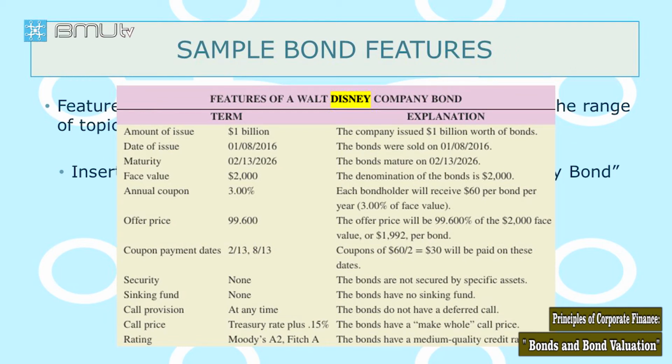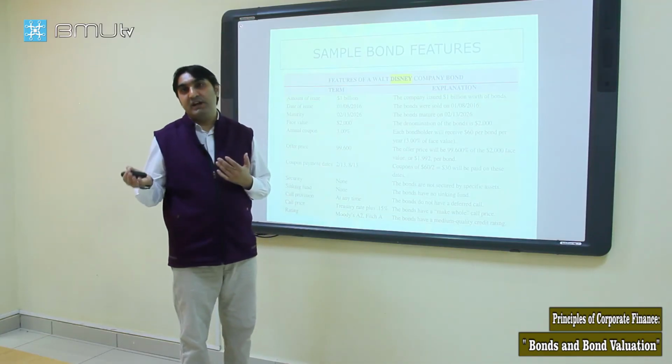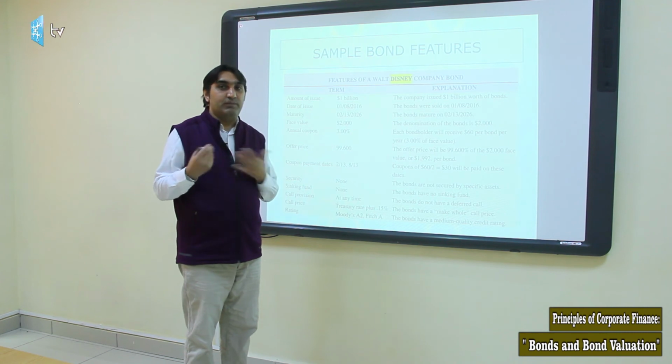Call provision: at any time. The bonds do not have a deferred call. Call price is the treasury rate plus 0.15%. It has a make-whole call price. It means that the company may call back its bonds at any time at this rate. And rating: Moody's A2, Fitch A. The bonds have a medium quality credit rating. So the investor gets all this information from the bond indenture and decides to invest or not, that's to buy or not.